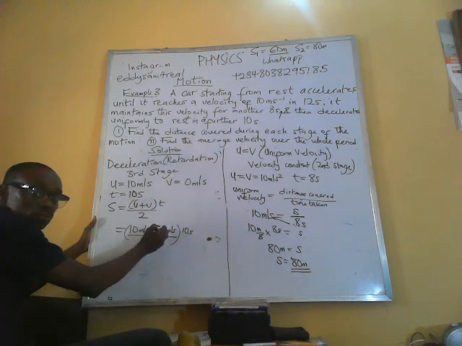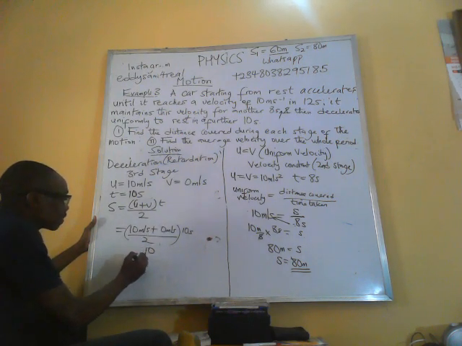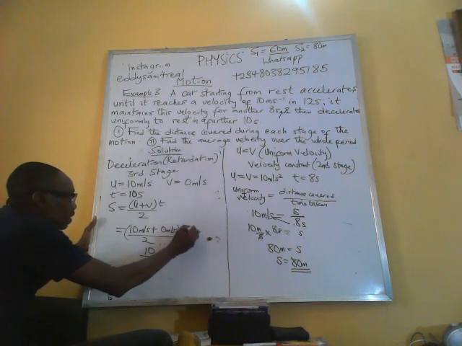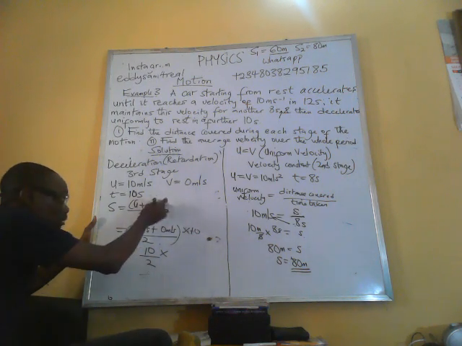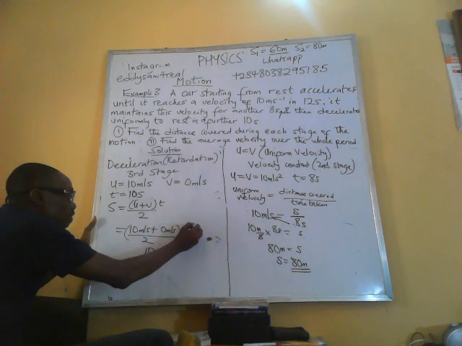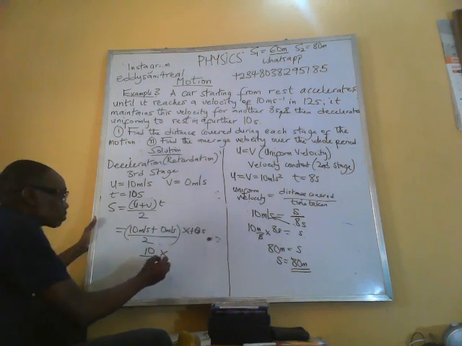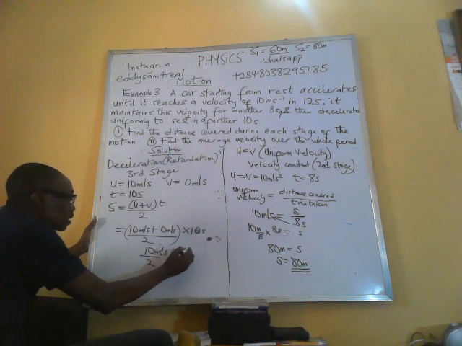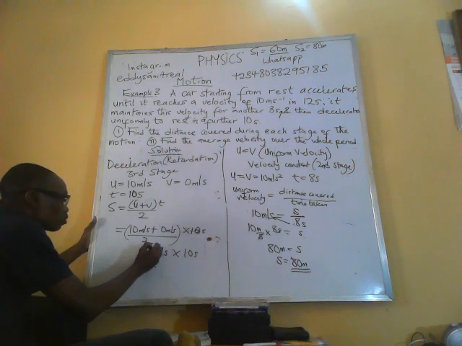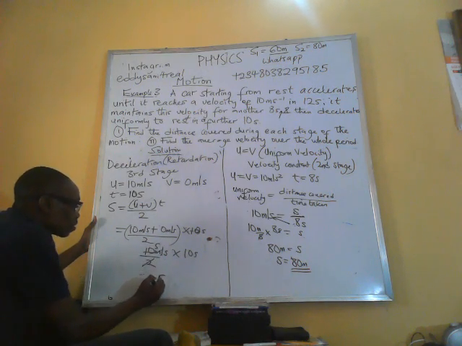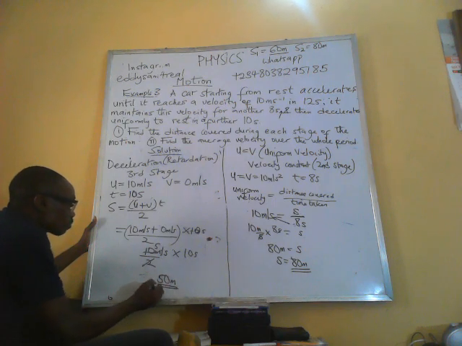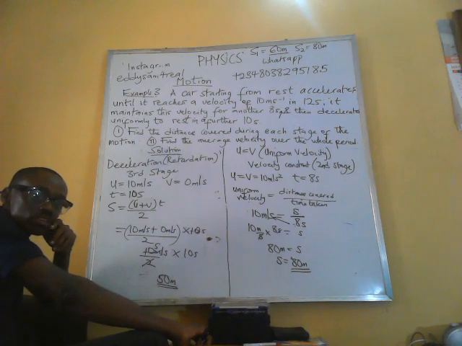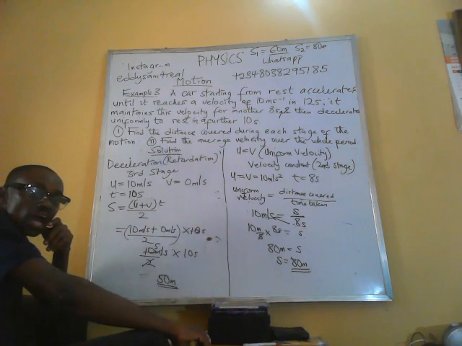So 10 plus 0 is 10, all over 2, times 10. The t here means that t is multiplying what is in the bracket. It is 10 seconds. So we have 10 meters per second times 10 seconds, over 2. 2 in 10 is what? 5. 5 times 10, 50 meters. 50 meters is what we have. 50 meters is what we actually have.